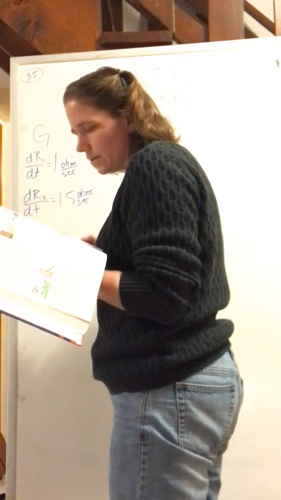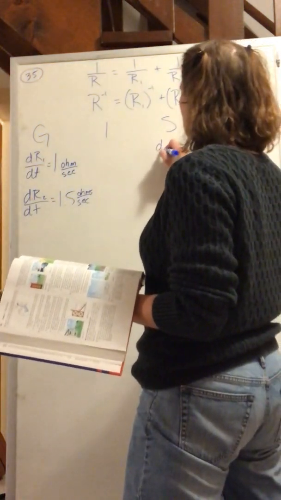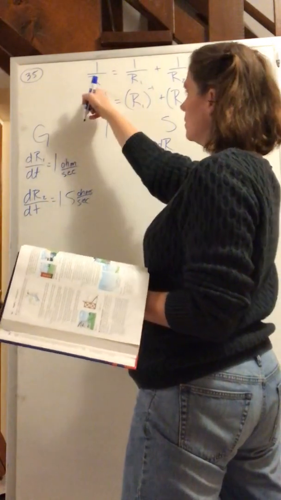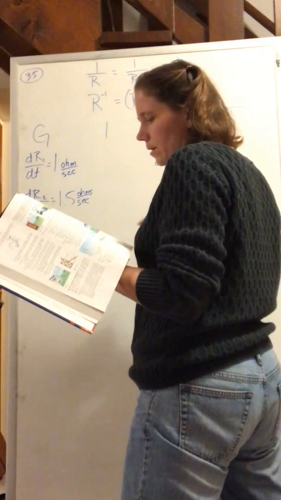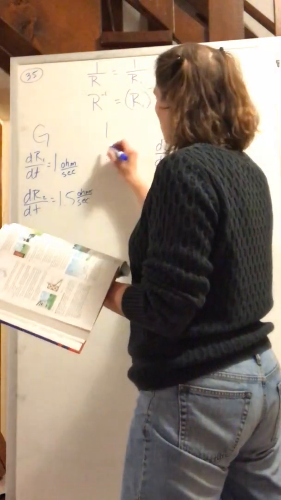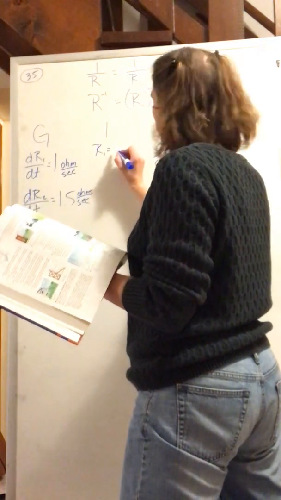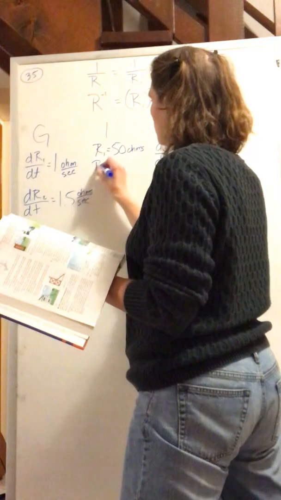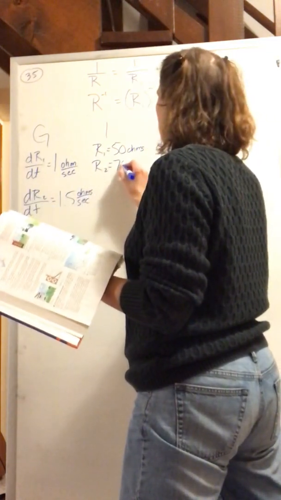At what rate is R changing? So the thing we're solving for is dR/dt, no subscript here, the total resistance. At what rate is the total resistance changing? At the instant when R1 is equal to 50 ohms, and R2 is equal to 75 ohms.